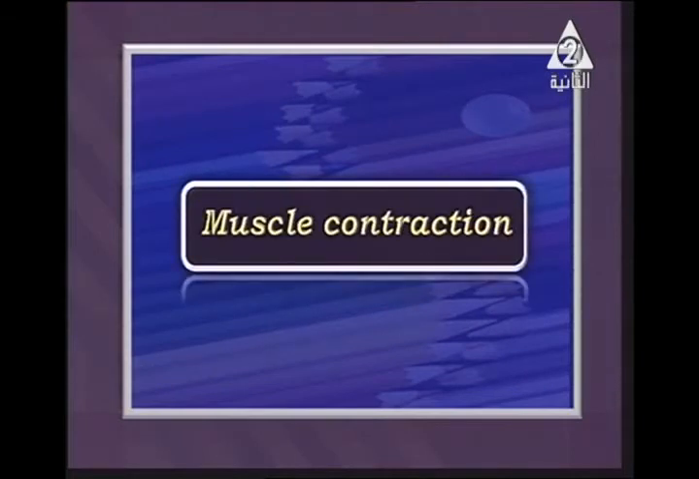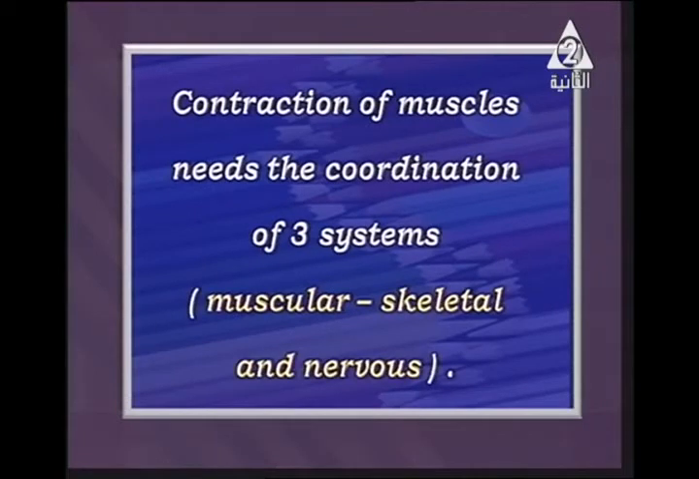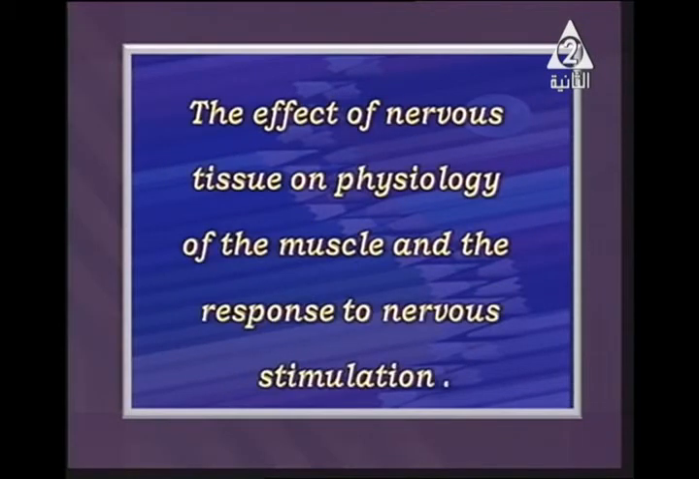After that, we need to know the muscle contraction. How the muscle contracts inside your body. I'm talking about the mechanism of contraction inside your body. Okay, just focus here because we have dozens of pieces of information about this part. Well, the contraction of muscles is actually coordinated by 3 different systems: muscular, skeletal, and nervous, as we said. Okay, I hope you agree with me on this part. Well, the effect of nervous tissue on the physiology of muscles and response to nervous stimulation has 5 or 6 steps. Okay, we're going to illustrate them in detail.